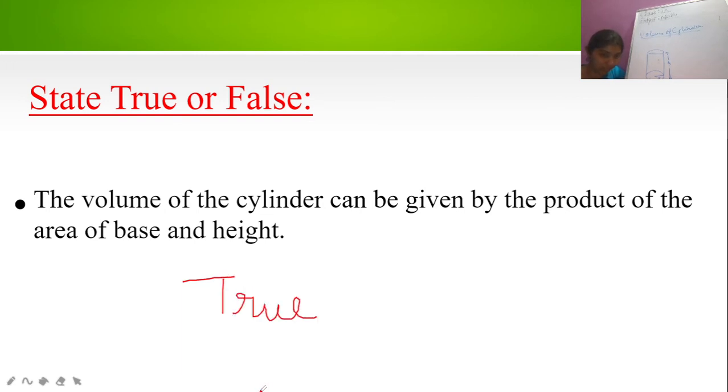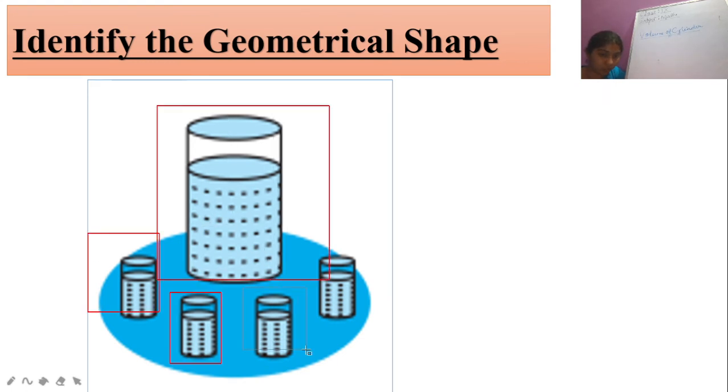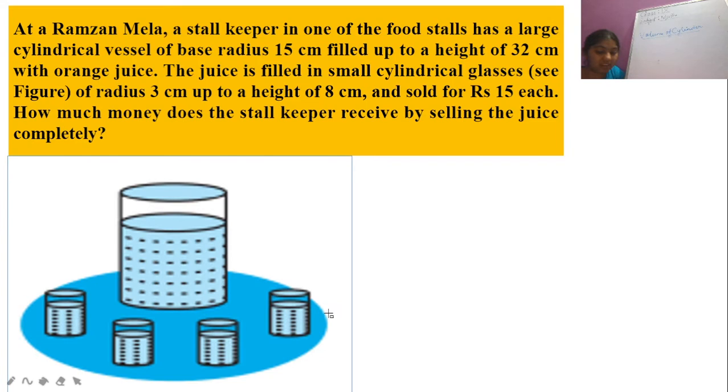So let's come forward. You have to identify the geometrical shape in the figure. Do you see any figure? Yes. Okay, very good. How many cylinders are there? There are 5 cylinders, right? 1, 2, 3, 4 and 5. So students, we come to know that there is one big cylindrical glass and the remaining 4 are smaller ones, right? So let's see an interesting question.